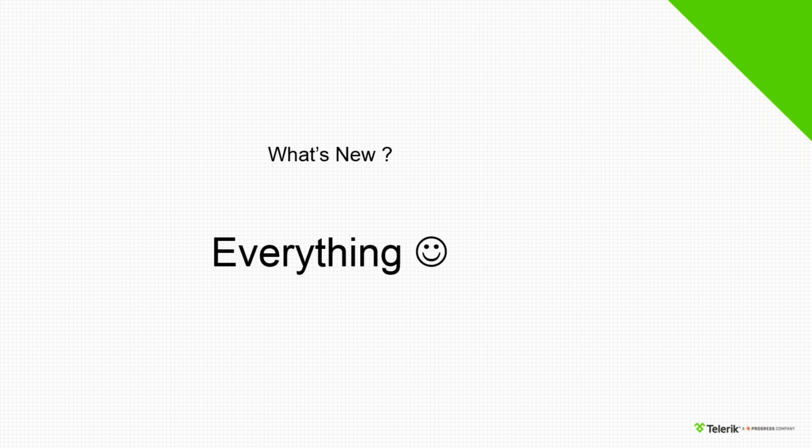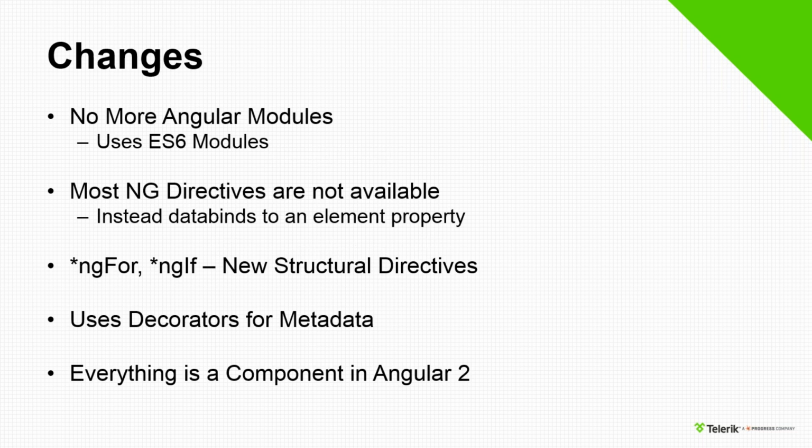So Google made the right decision: let's rewrite and make use of the language constructs that are available out of the box, the class, the module, all those things. So that's what I meant by everything. So no more Angular module. Some of the changes are you do not do Angular.module anymore. You just create a class, and that class is like a module for you, and that's it. It uses the ES6 module concept.